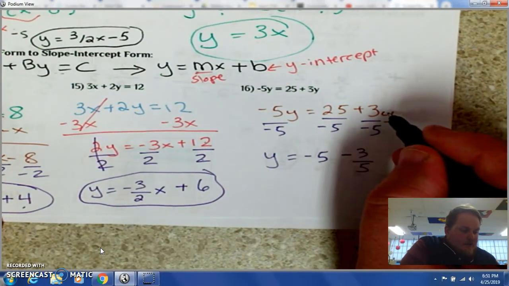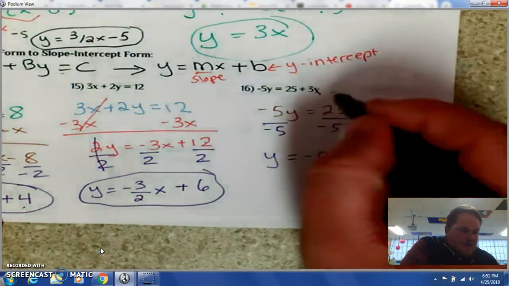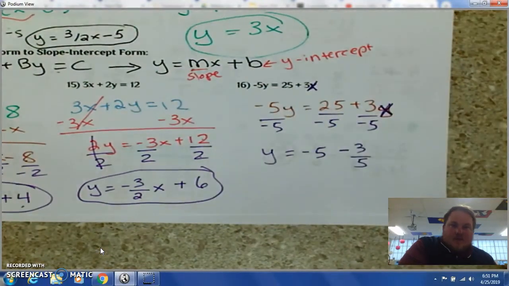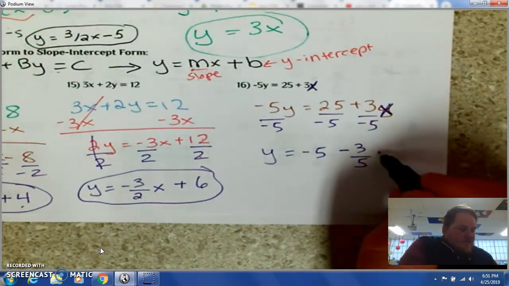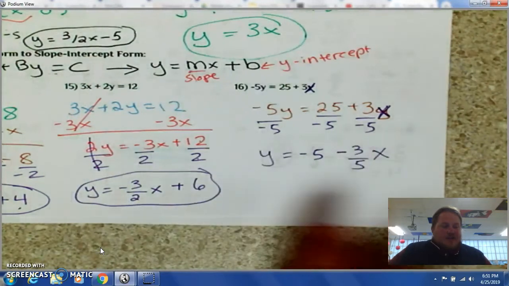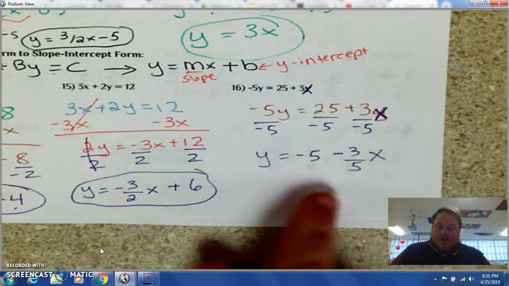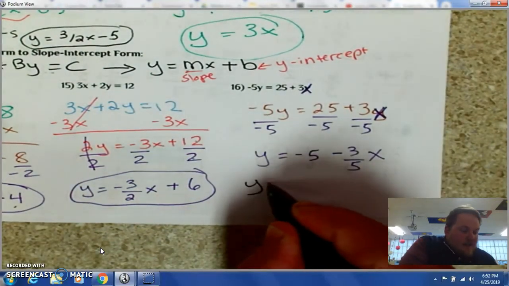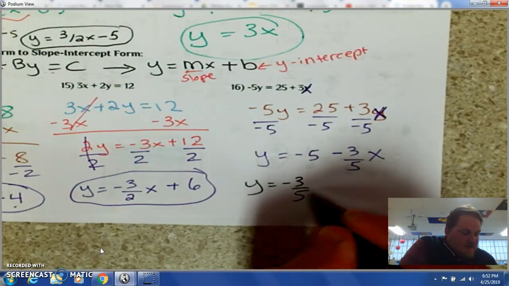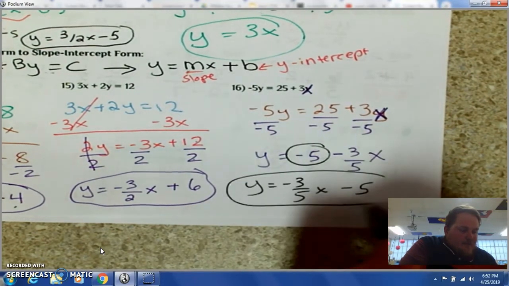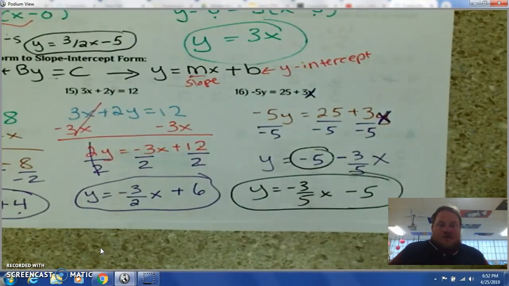This should be an x, kids. I'm really losing it. Make that a little x. See? Look at an x. And in this situation, the slope needs to be first, so we've got to rearrange a little bit. So my slope is negative 3/5 x, and my y-intercept is negative 5, so minus 5. Put a little star right there.